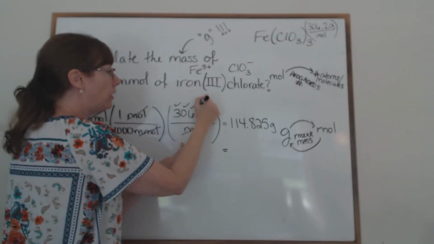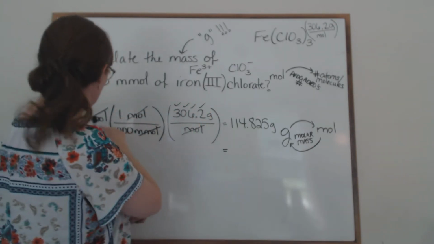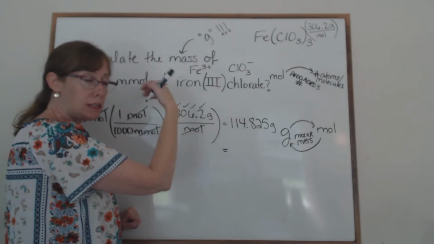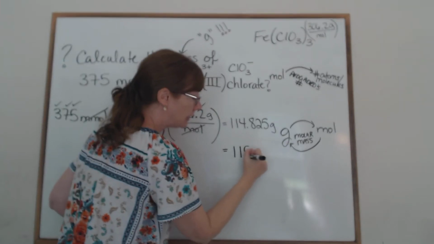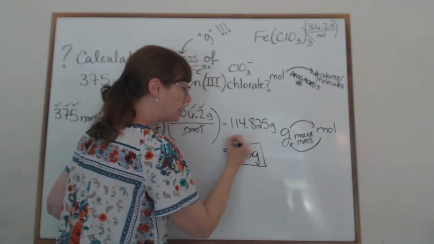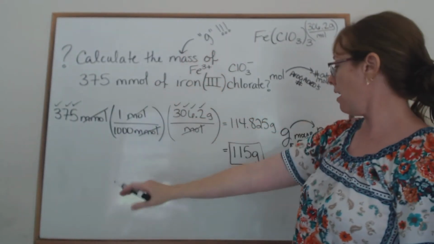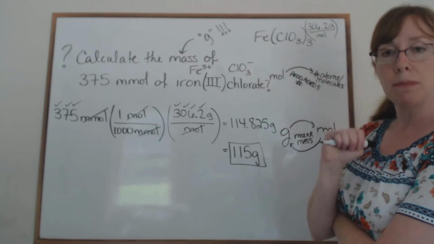This number has 4. 3 is your determinant. So your answer is limited by the smaller of the 2 numbers, 3 and 4. So 3 is smaller, which means your answer can only have 3. So this has to be presented as 115 grams. That's the right way of answering that question. And that would be the mass of that many millimoles of this molecule.